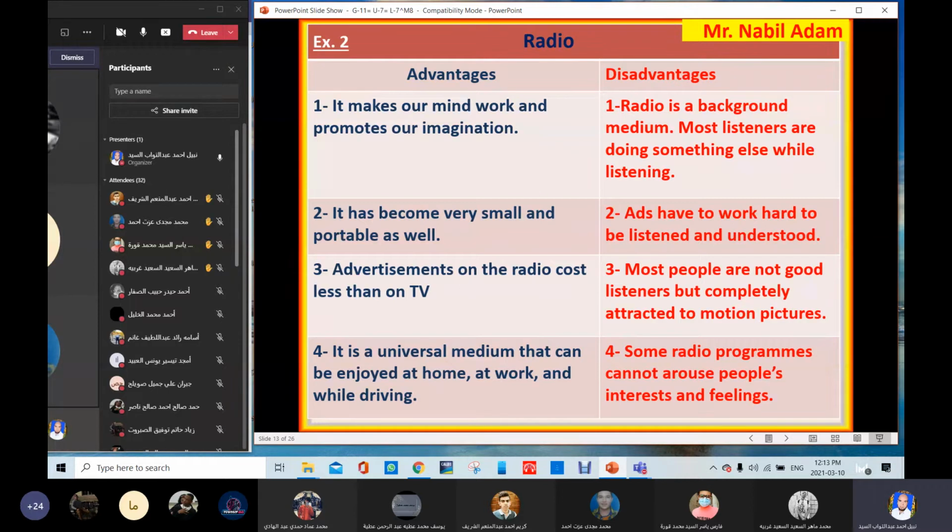Most people are not good listeners, but completely attracted to motion pictures. So most people prefer watching TV rather than listening to the radio because they are not good listeners. They like to watch movies or motion pictures. Some radio programs cannot arouse people's interests and feelings. So some people get bored when they listen to the radio. So some programs are not interesting.